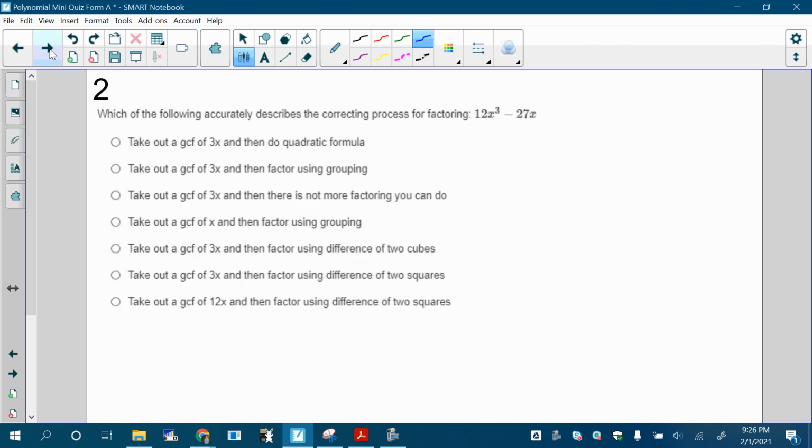Cool. Second question here. It asks you to describe the factoring process for this problem. Well, what's the first thing we always do when we factor? Take out a greatest common factor. What do those have in common? They both have a 3x. What are we left with? 4x squared minus 9.